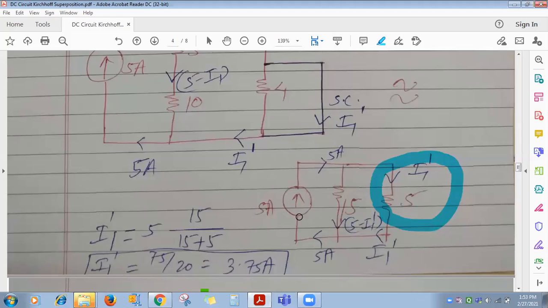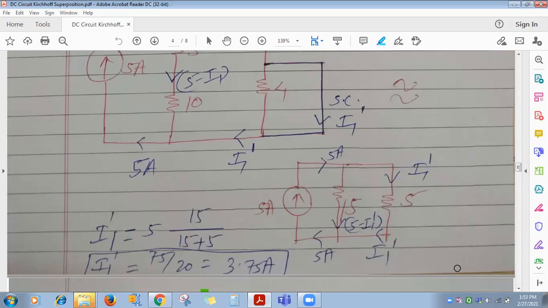15 will come in the numerator. Do you remember the current division rule formula? Yes, ma'am. That comes in the numerator into the total current. Total current is 5 divided by the addition of two parallel resistances. Got it? So 5 is the total current, 15 is the parallel resistance, divided by the addition of two parallel resistances, 15 plus 5, 20. So 75 divided by 20 is 3.75 ampere.